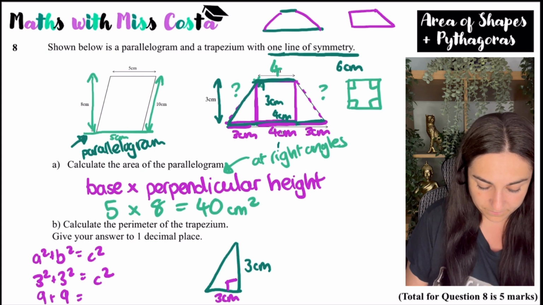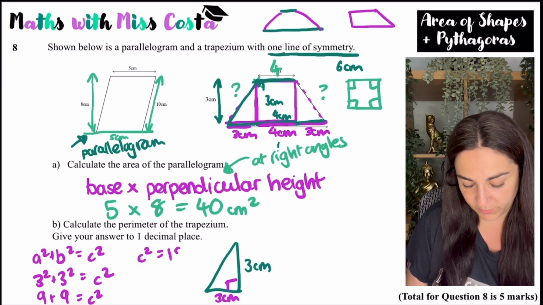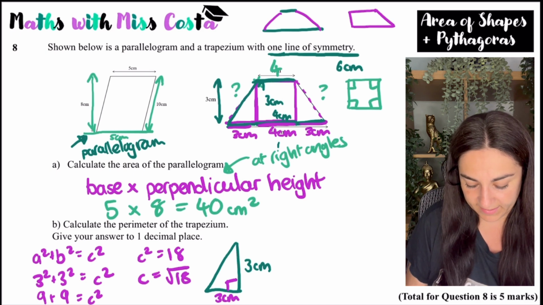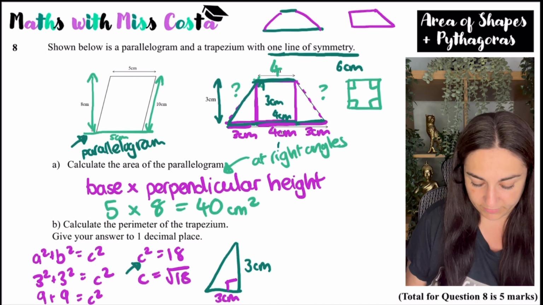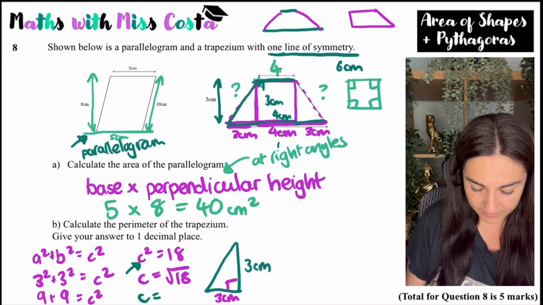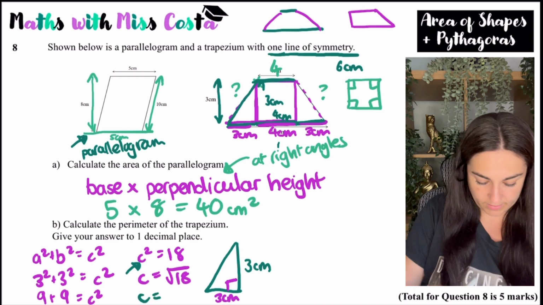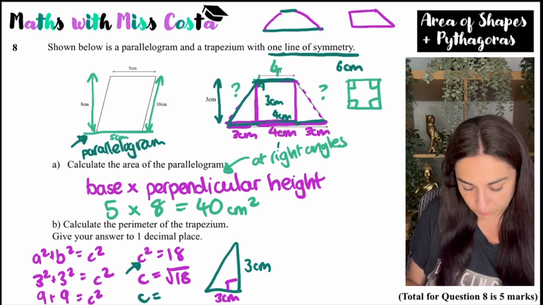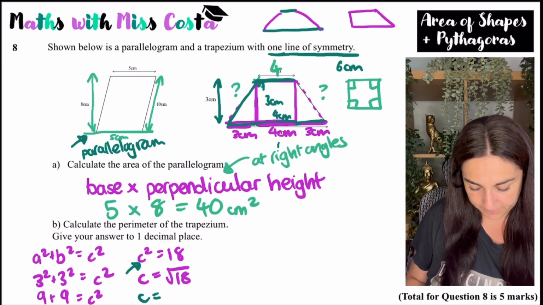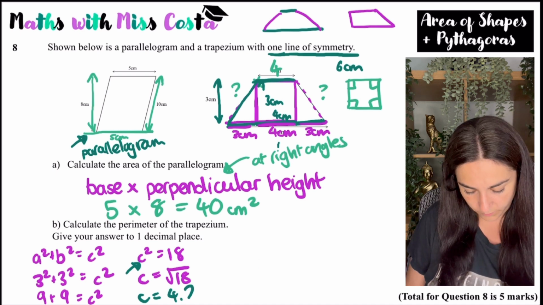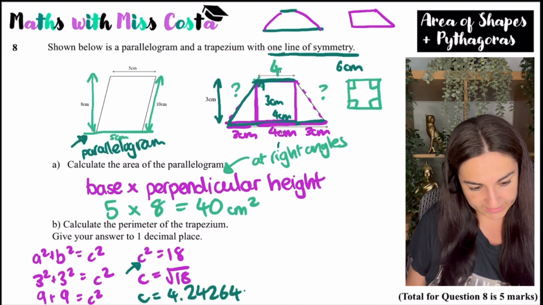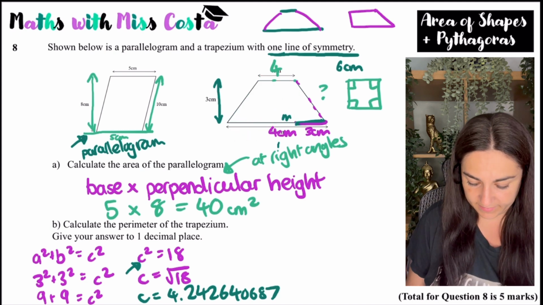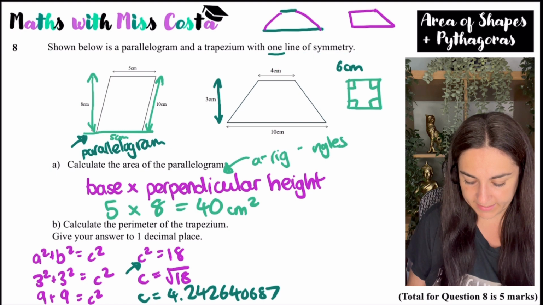So 9 plus 9 equals c squared, therefore c squared equals 18, and c is going to be the square root of 18. The inverse of squaring something is square rooting it. So I type into my calculator the square root of 18, which is 3 root 2. I turn it into a decimal, and that gives me 4.24264067.